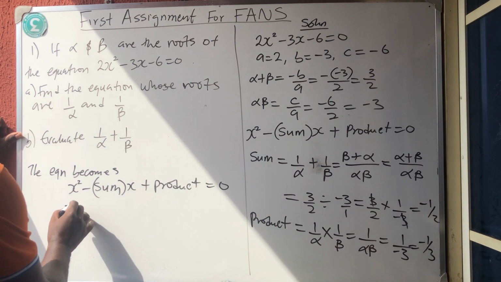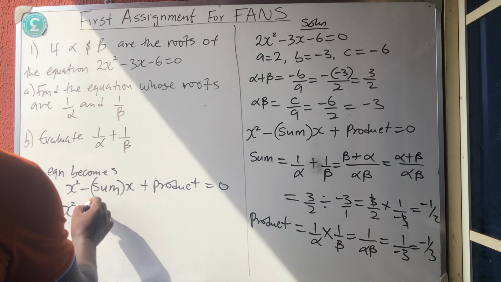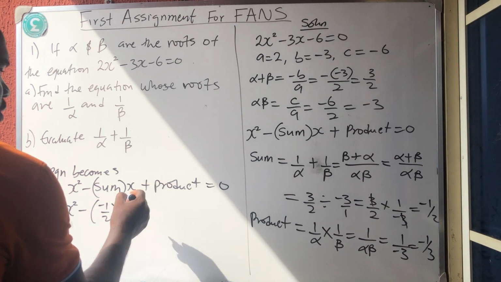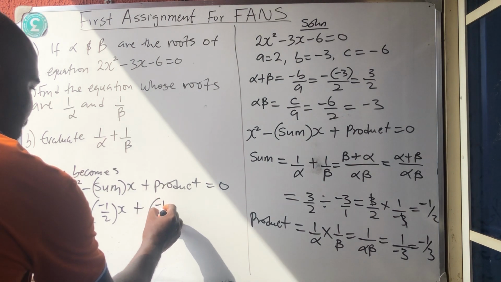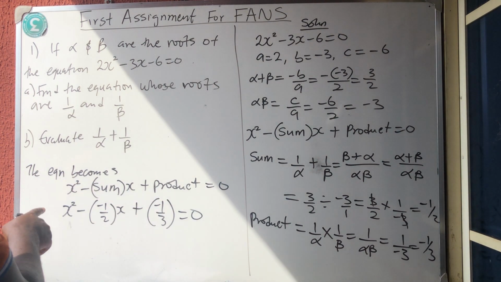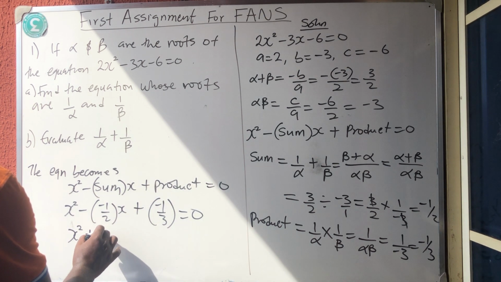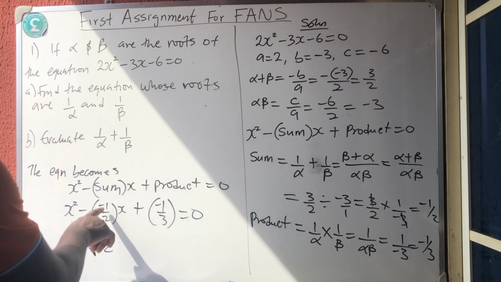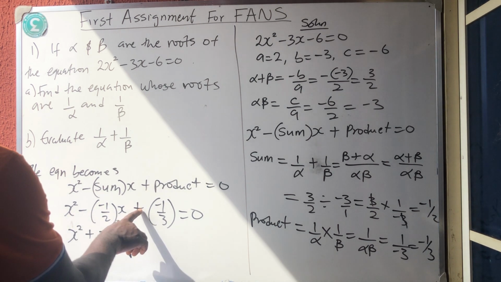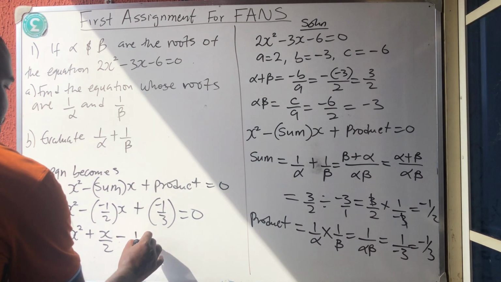So what do we have now? x squared minus, now the sum of roots, we got it as minus 1 over 2, you put your x, plus the product, we got it as minus 1 over 3, is equal to 0. Okay, now if you look at this, the LCM here is 6, but before that I'm having x squared plus x over 2, because 1 times x is x, and minus times minus is plus. Then plus minus is minus. I'm having 1 over 3.